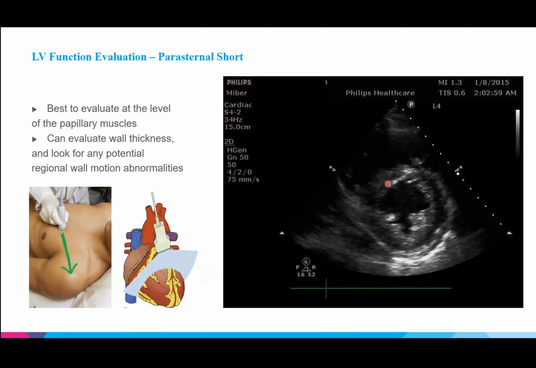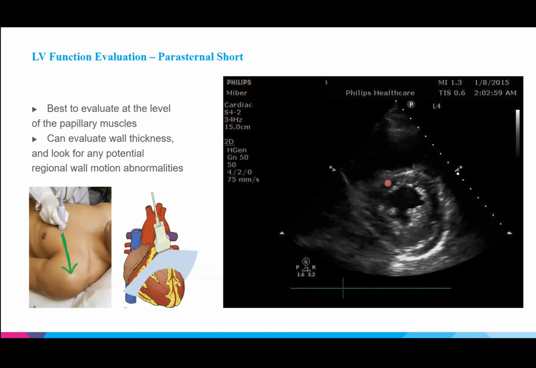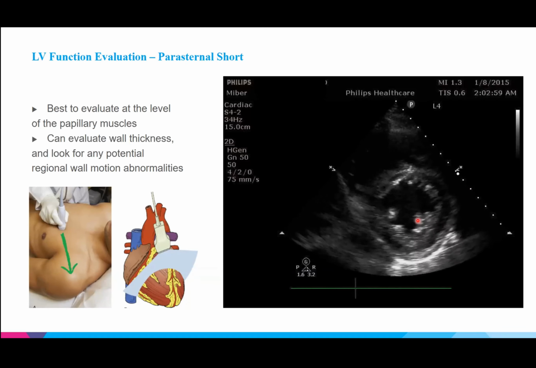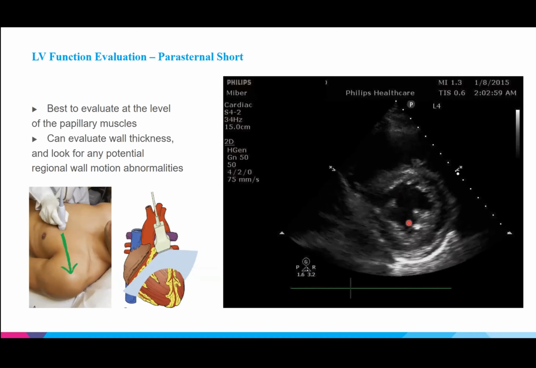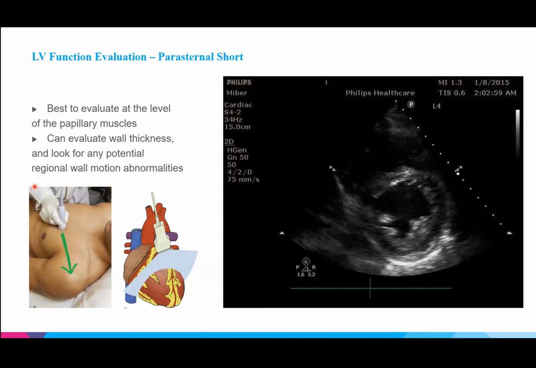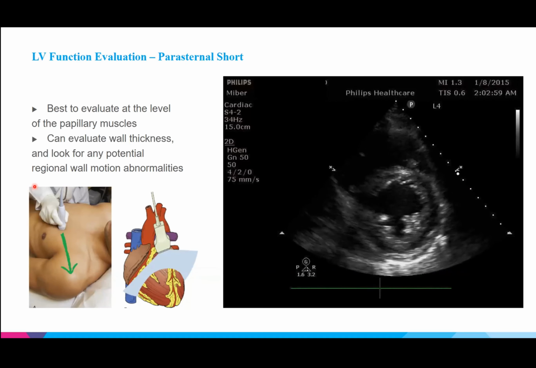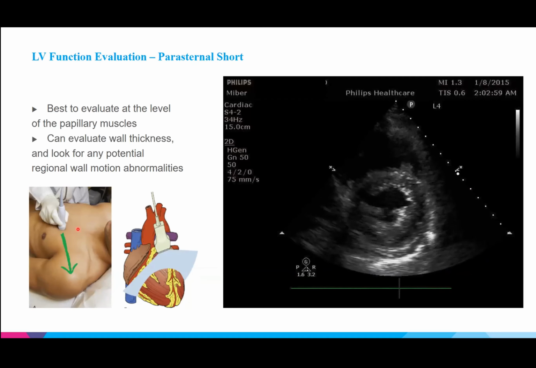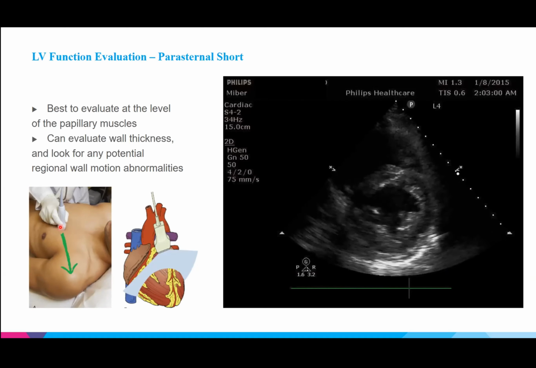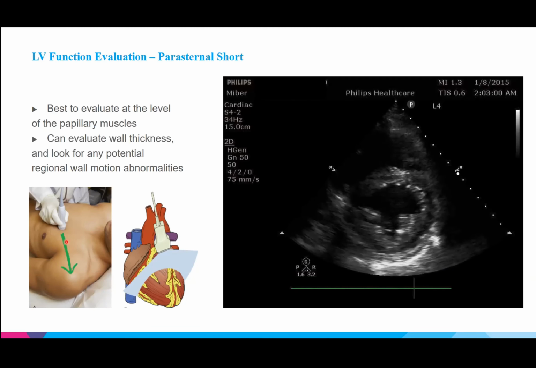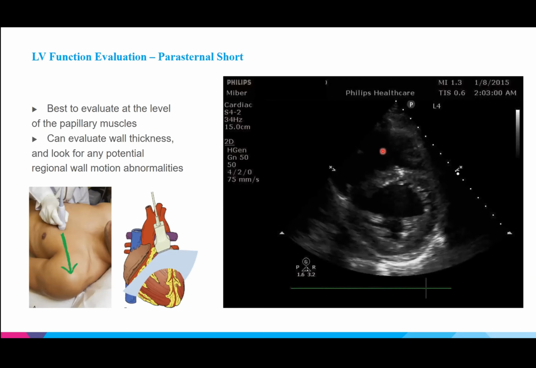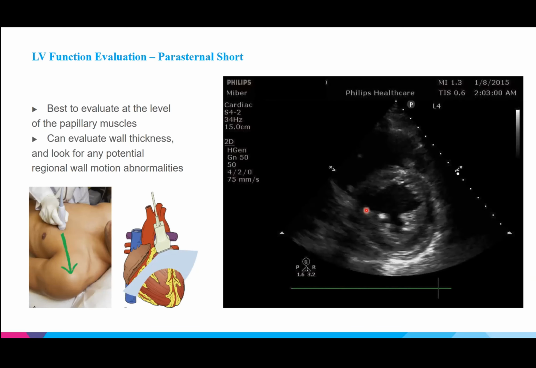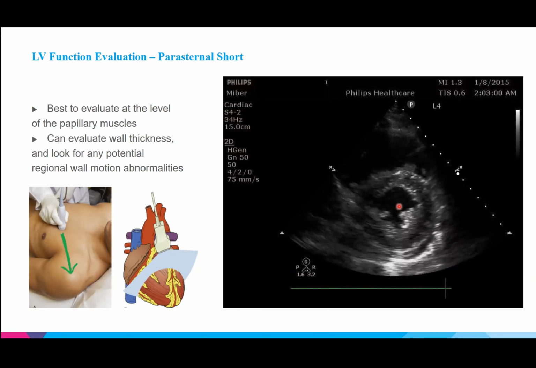And again, if you're evaluating LV function, you want to evaluate it at the papillary muscles, which are these boxing gloves at 5 and 7 o'clock. And just to remind you guys, to get the parasternal short axis view from your parasternal long axis view, you're in the same location, but you rotate your probe 90 degrees so that the dot is now pointing to the left shoulder instead of the right. And so the structures again are the right ventricle up top, and then this is the left ventricle here in the center.